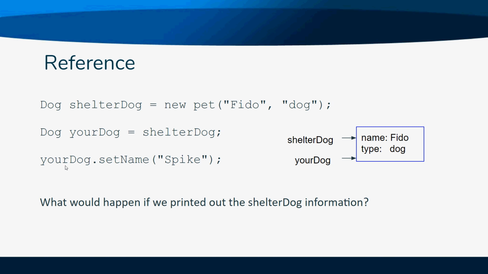Okay, so if I were to come in and say yourDog, this is the second one, yourDog dot setName Spike. So it's setting the name to Spike, right? There we go. So we know if we do a System.out.print for yourDog, the name would be Spike the dog. What do you think would happen if we printed out shelterDog? So if you look at the place in memory where it's stored, shelterDog would also print out Spike the dog. We've lost Fido. And the reason why is because yourDog and shelterDog reference the same location in memory.